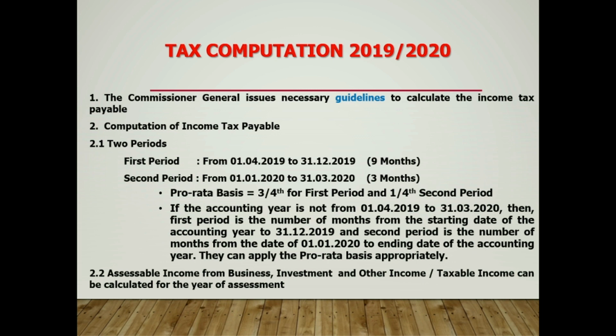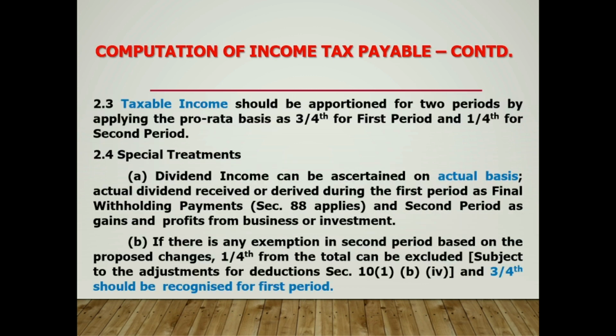Generally, all companies are required to compute their assessable income from all sources and taxable income as one amount for the entire year of assessment. That taxable income should be divided into two periods by applying the pro rata basis. There are some special circumstances where you have to apply the previously explained basis differently.